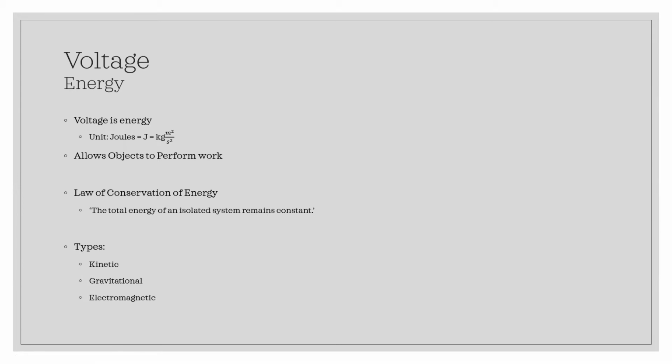First up is voltage. Fundamentally, voltage is energy, which has units of joules or kilograms meters squared per seconds squared. While energy can be a lot of things, we are interested mostly in the energy that allows objects to perform work. Circuits also obey a form of the law of conservation of energy, or that the total energy of an isolated system remains constant. We'll develop this a little more as the course continues.